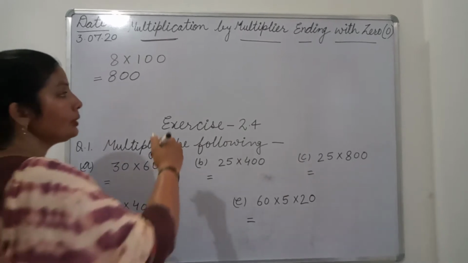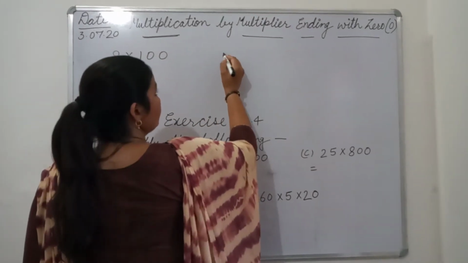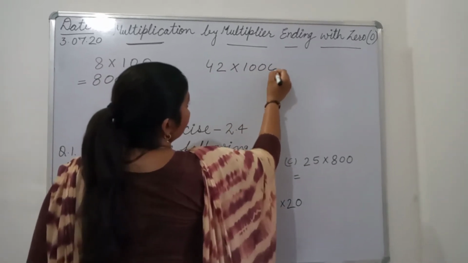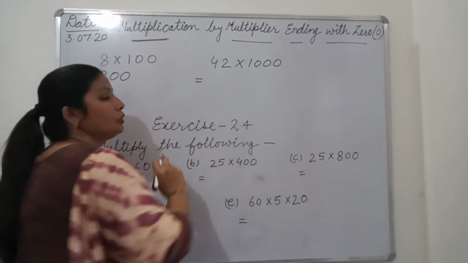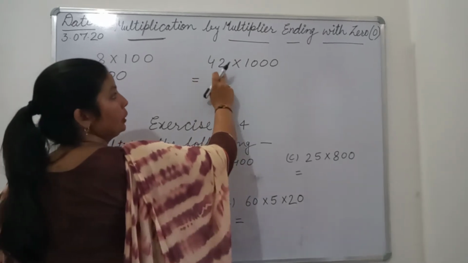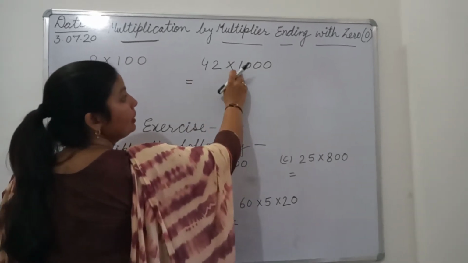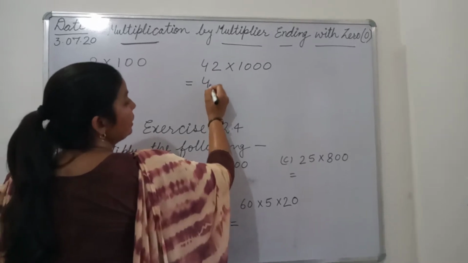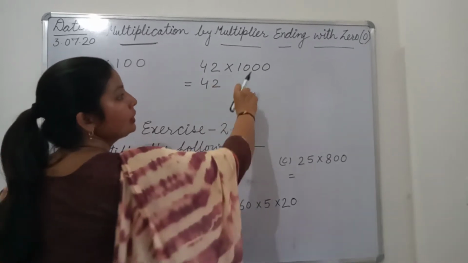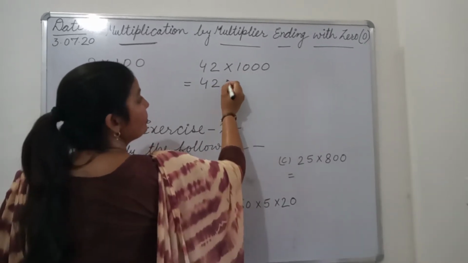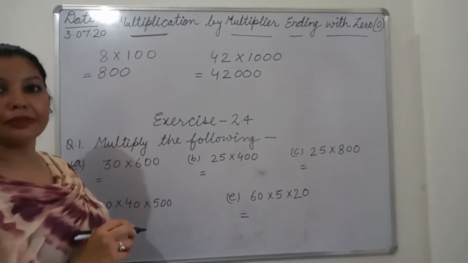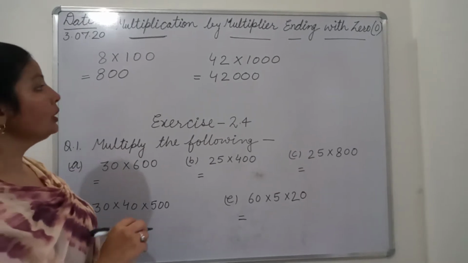Okay. Another example. Suppose we have 42 multiplied by 1000. First of all we should multiply the non-zero digits. The non-zero digits are what? 42 and 1. 42 multiplied by 1. So 42 ones are 42. Now how many zeros are there? 3 zeros. So those 3 zeros we will use here. So what's your answer? 42,000.